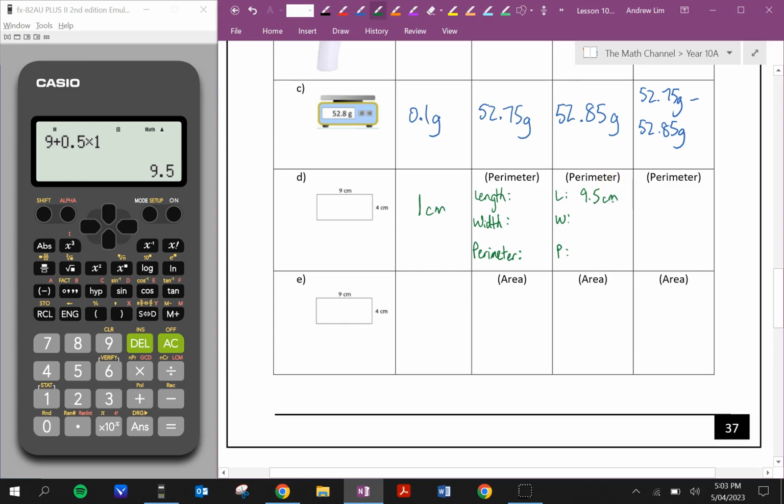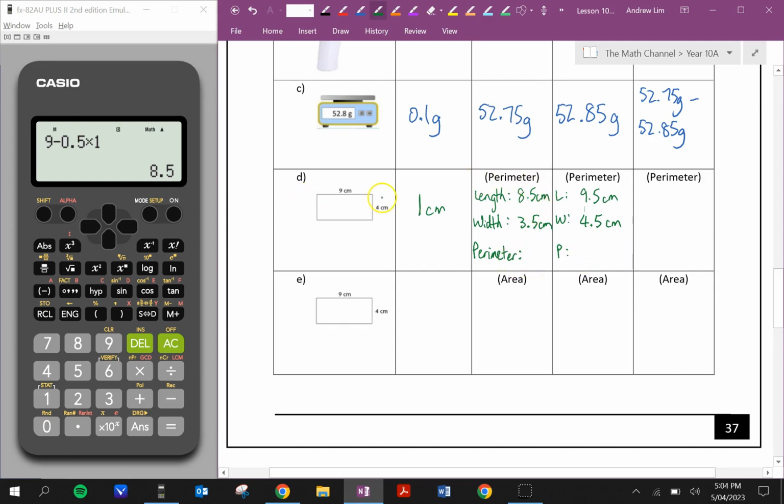Now, if you want to use my trick, you can say, oh, the second last digit, minus 1, this will be 8.5. Or if you want to, of course, you can just do 9 minus half times the smallest unit, 8.5. What about the width? The width here is 4 centimeters. So we could use my trick, add a 5, so 4.5, minus 1 from the second last digit, that becomes 3.5.